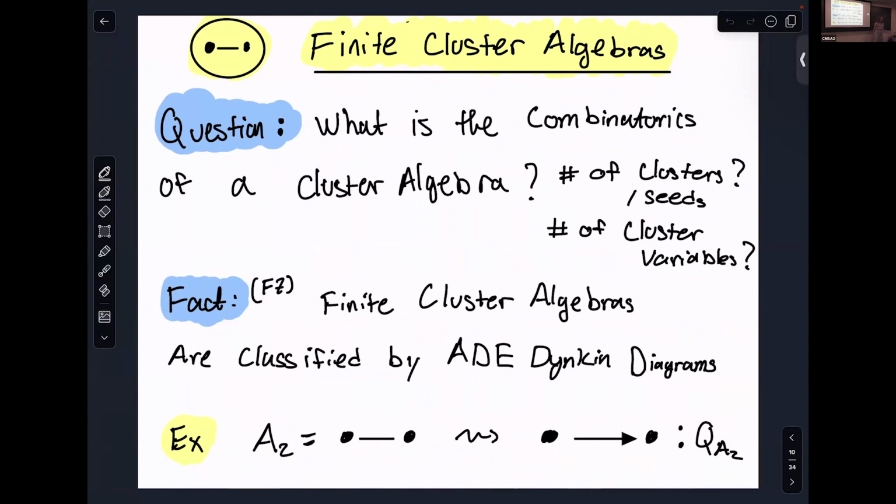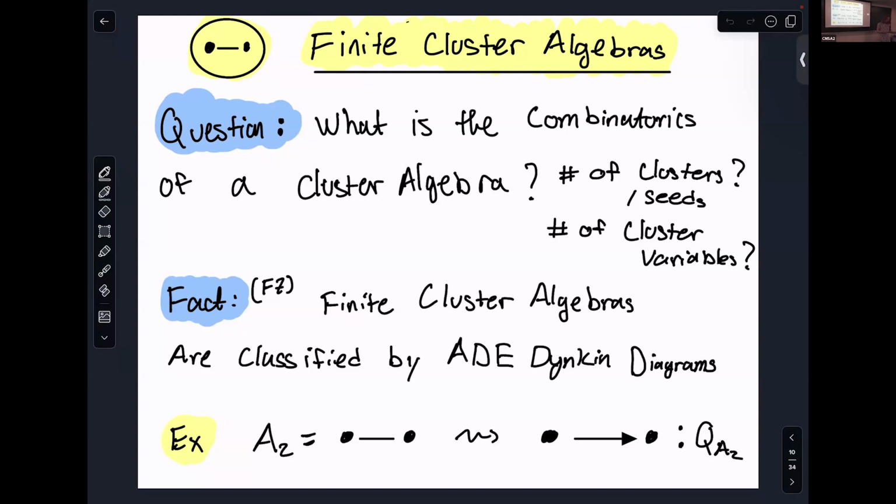The general question we may be interested in is, what is the combinatorics of a cluster algebra? I give you some seed. You can ask, how many different clusters are there? How many different seeds do you find when you do the mutations? How many different cluster variables can you find? These are maybe the most immediate questions. Is it finite? Is it infinite?